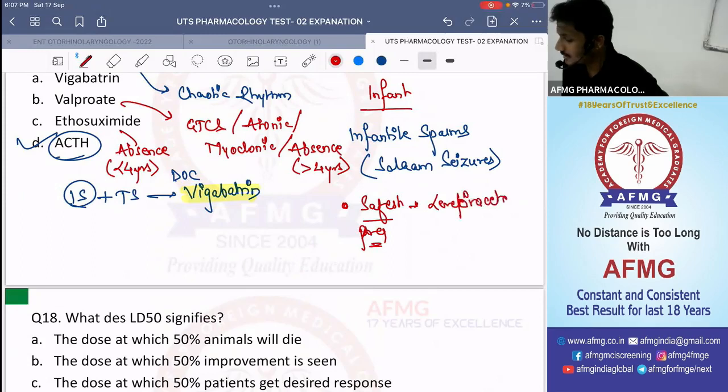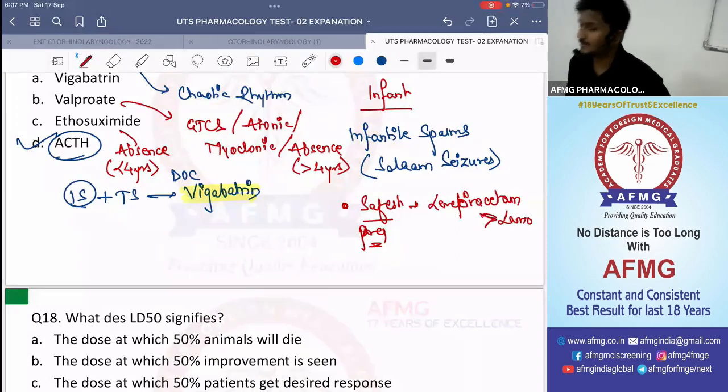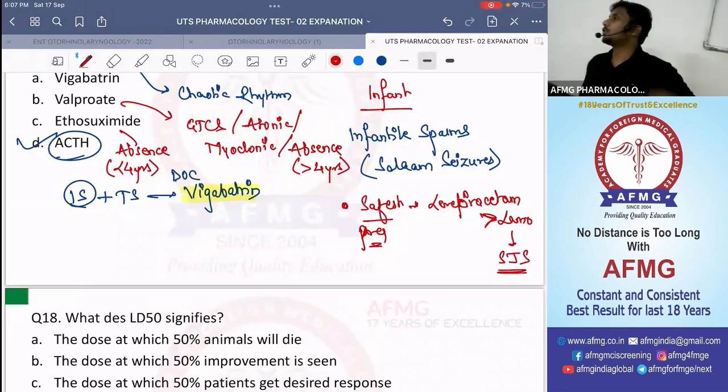Answer is levetiracetam, followed by lamotrigine. Why is lamotrigine second best? Because it is associated with one side effect that is known as Stevens-Johnson syndrome, in which there is peeling of skin usually.